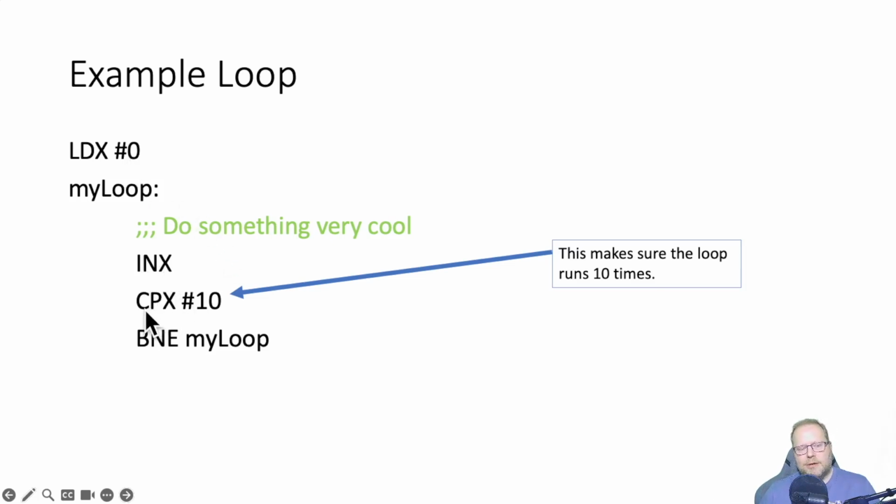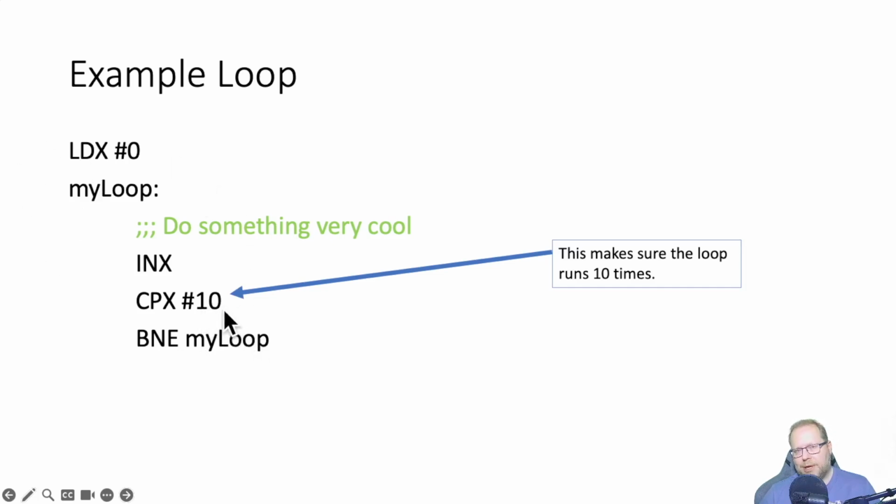And then I say compare whatever's in X now to 10. Is X 10? Well, no, it just went up from 0 to 1. So it's not 10 yet. Alright, so if those are not equal, branch if not equal, my loop. Then I go up here again. So I'm using this compare and branch thing here as well. I'm using those to create a loop.